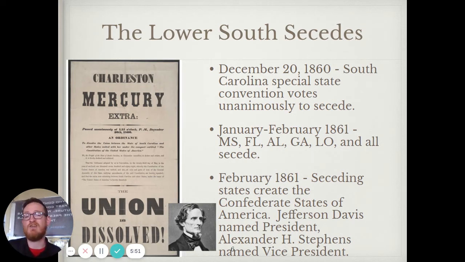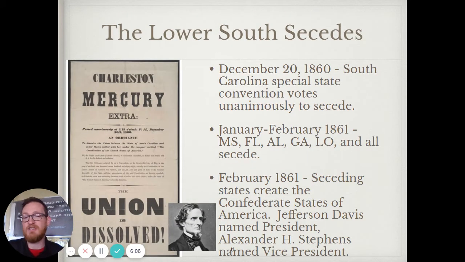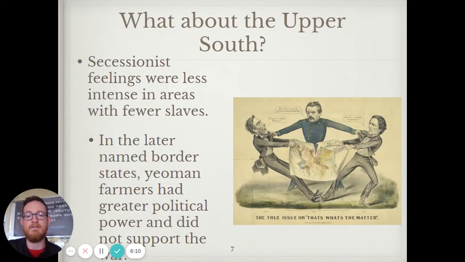In February, you'd have the creation of the Confederate States of America. Jefferson Davis, who has served many roles within the U.S. government, including being a senator and the Secretary of War, would be named president, and Alexander Hamilton Stephens would be named vice president of the Confederacy. And the initial capital of the Confederacy would be in Mississippi there.